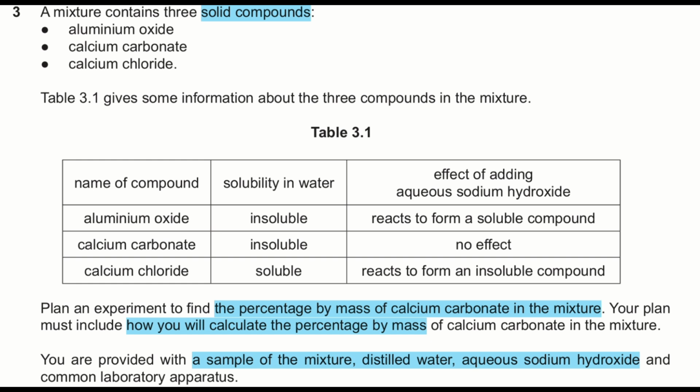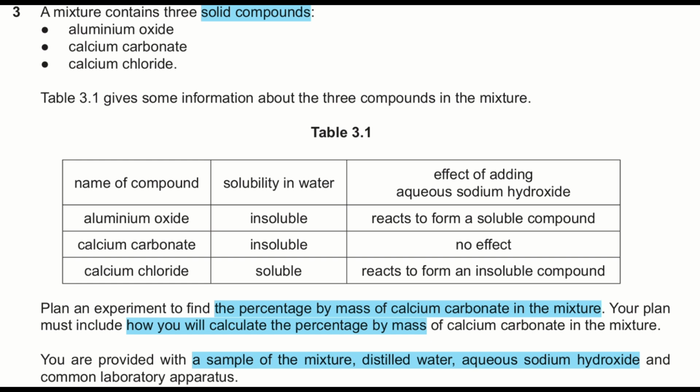Okay, so I've already highlighted the key ideas in this question, so you can just go through it. A mixture contains 3 solid compounds: aluminum oxide, calcium carbonate, calcium chloride. Table 3.1 gives some information about the 3 compounds in the mixture. So we see here that aluminum oxide is insoluble in water, and when you add sodium hydroxide to it, it reacts to form a soluble compound.